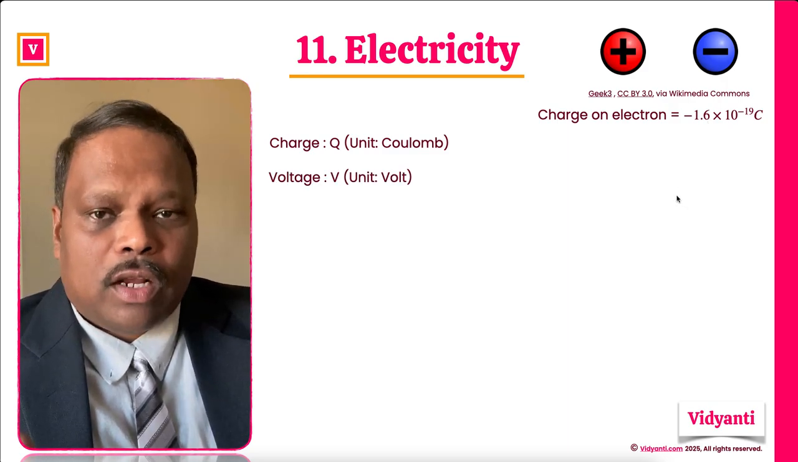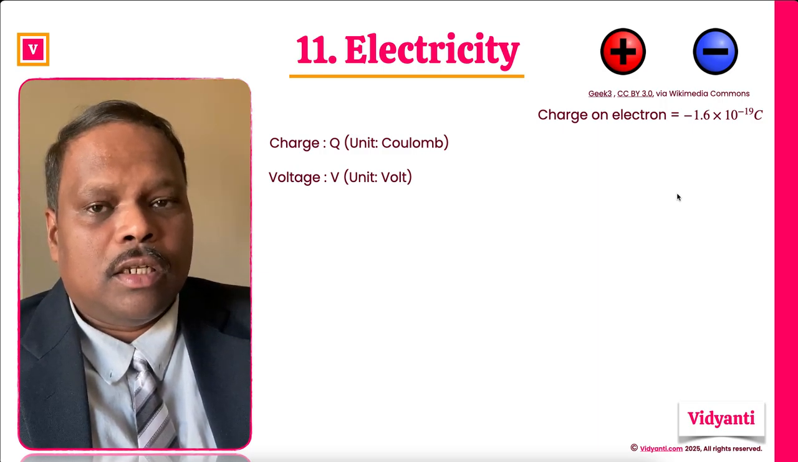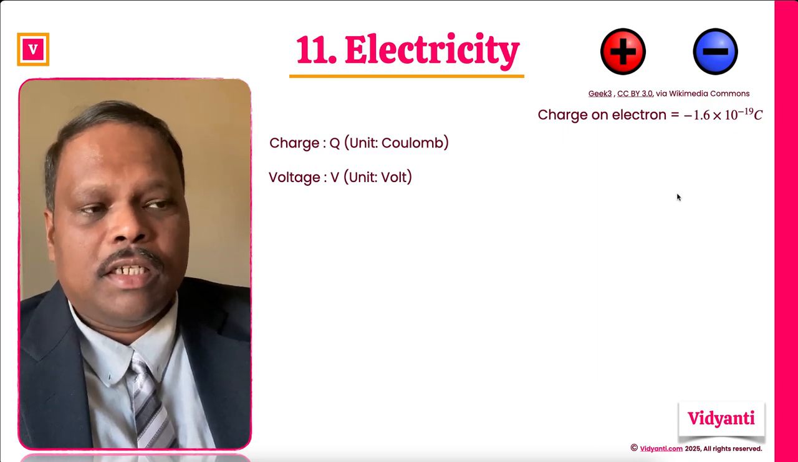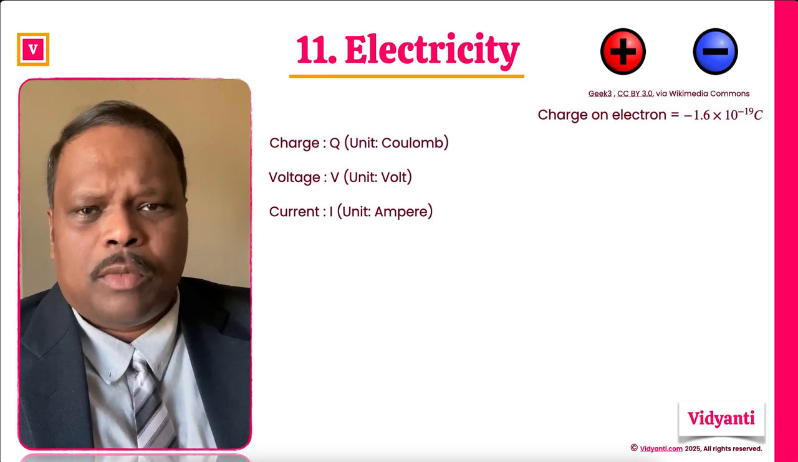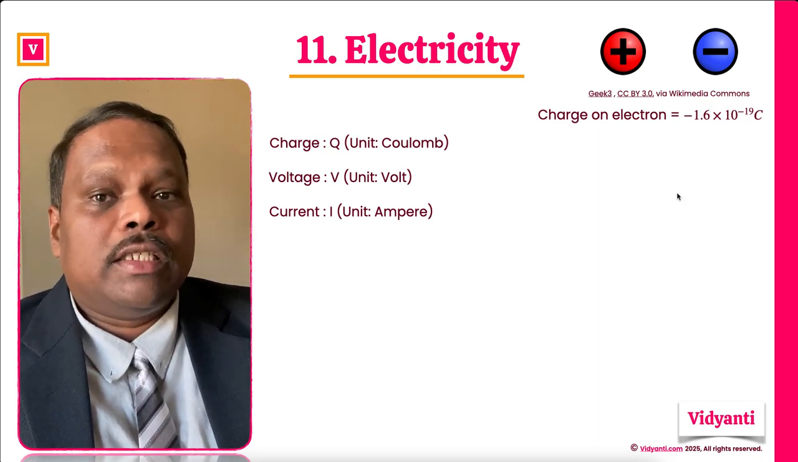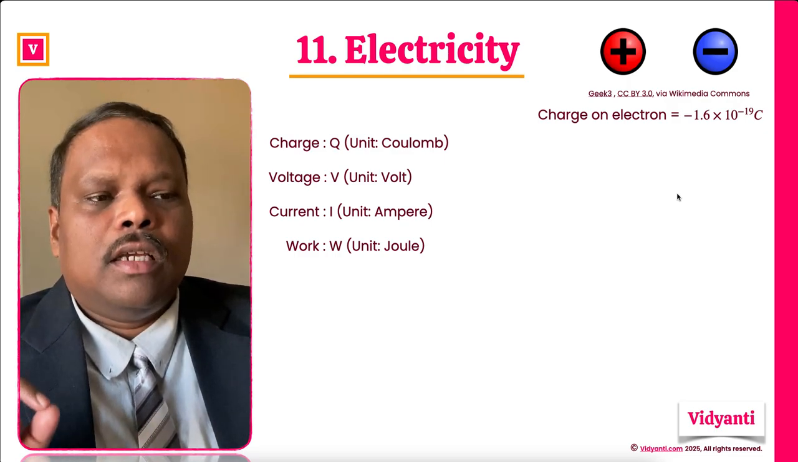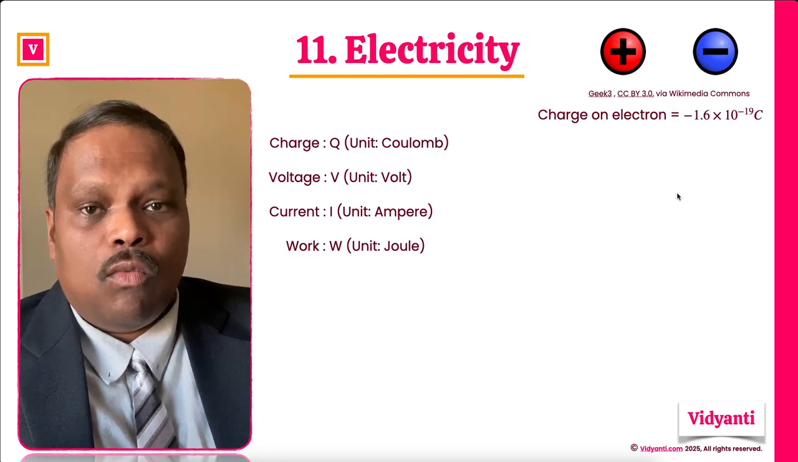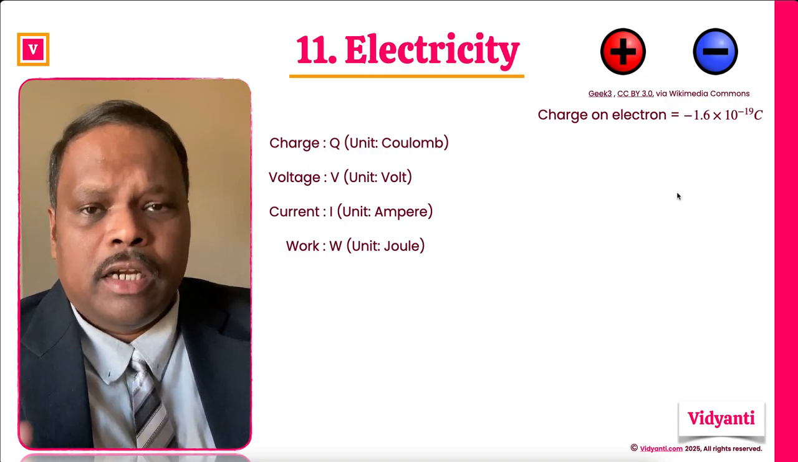The second quantity which we are encountering in this chapter is voltage. Voltage is denoted by V, and its unit is volt, again the name of a scientist. The third one is current, which is denoted by either lowercase i or uppercase I, it doesn't matter. The unit is ampere. And the last one, slightly rare, is work, which is used in the definition of voltage. Work done is also used in heat release in the heating effect of electric current, and its unit is joule.